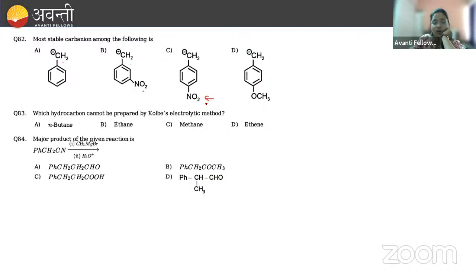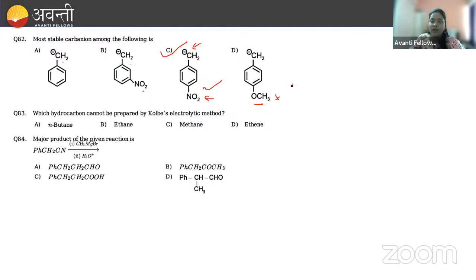So at the para position a withdrawing group is present, and this is the correct position because it is going to stabilize the given carbanion. Here this is a donating group, which is also not a good option to stabilize the carbanion. So our correct answer will be C. NO2 at the para position stabilizes the carbanion present on the CH2 group. Option C will be our correct answer. Next, any doubt?